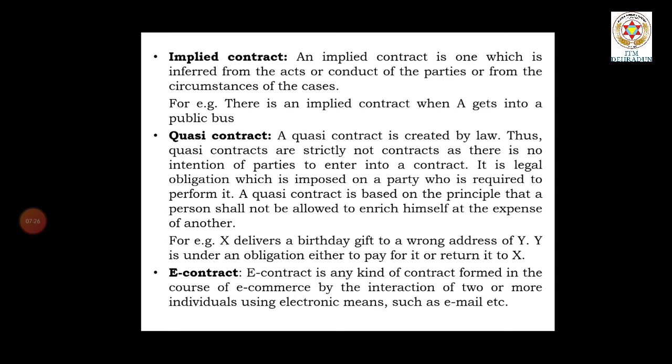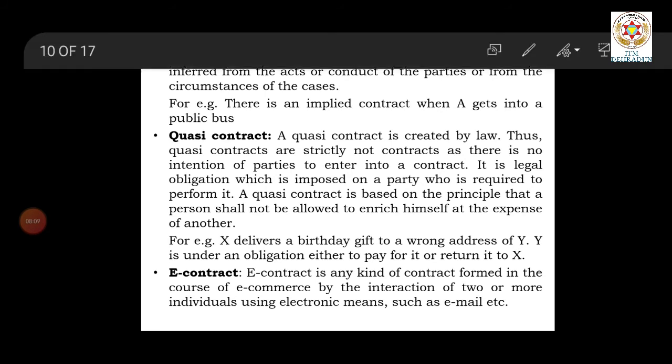Next is quasi contract. Quasi contract is created by law. ठीक है? There is no intention of the parties to enter into the contract, but some circumstances have taken place. There is a contract between the two parties. For example, X delivers a birthday gift to Y at a wrong address of Y. Y is under obligation either to pay for it or return it to X. ठीक है? X का कोई इरादा नहीं था कि Y को गिफ्ट डिलीवर कर दे, बट वो बाय मिस्टेक Y को गिफ्ट चला गया. तो Y की रिस्पॉन्सिबिलिटी है कि या तो वो गिफ्ट को रिटर्न कर दे, बट अगर उसने गिफ्ट ले लिया है तो Y की रिस्पॉन्सिबिलिटी होगी कि वो X को पे करे.